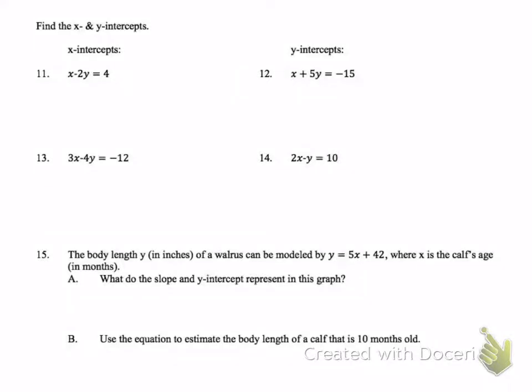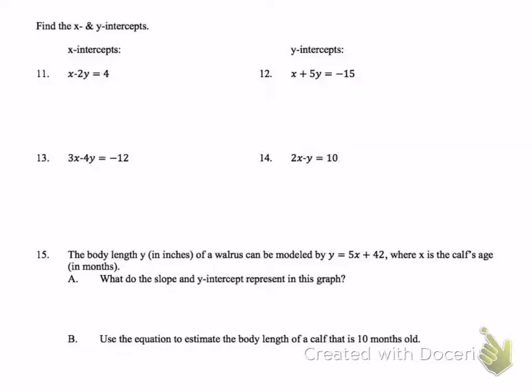So the 2.1 is just finding slope. Remember, you do y2 minus y1 over x2 minus x1 to find slope. Then it asks you if they're parallel or perpendicular. Parallel means they have the same slope. Perpendicular means they have the negative reciprocal.